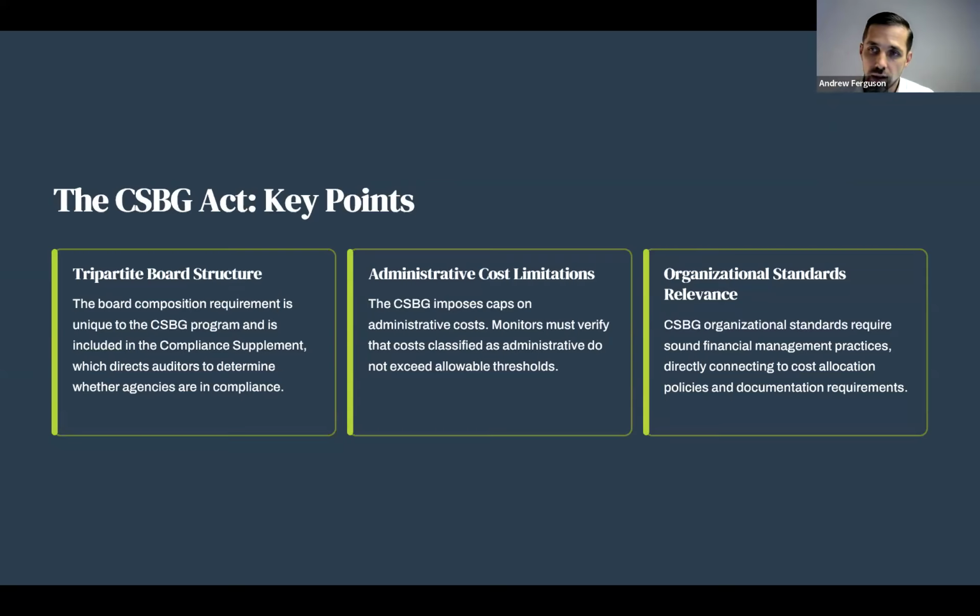There's also administrative cost limitations. As you all know, the CSBG imposes caps on administrative cost. It's important that monitors verify the costs are classified appropriately. And there's also organizational standards and their relevance. The CSBG requires that there be sound financial management practices, particularly directly connected to cost allocation policies, and the documentation that is required surrounding that.